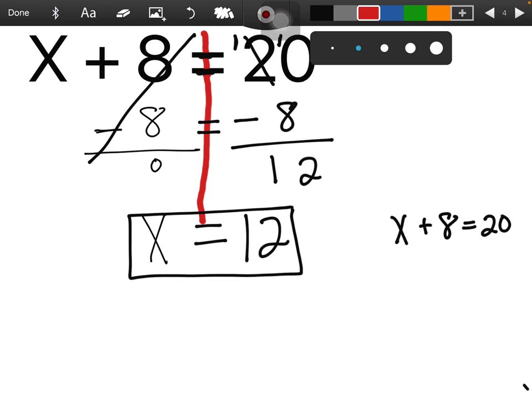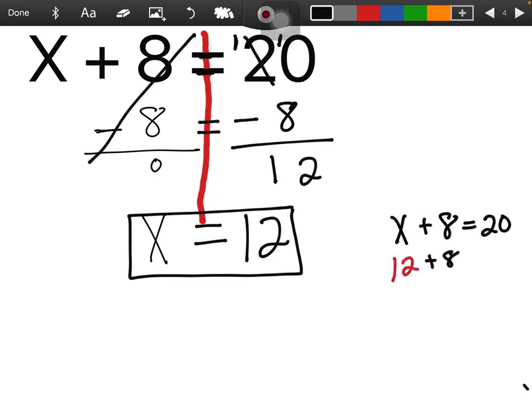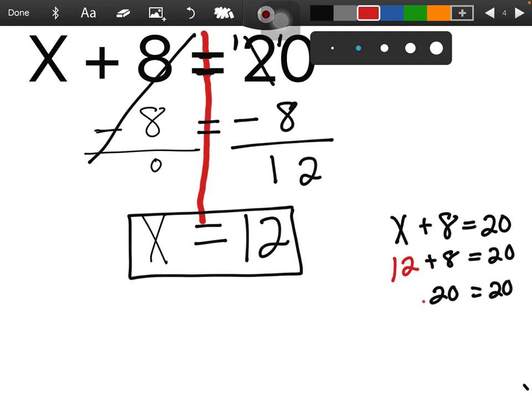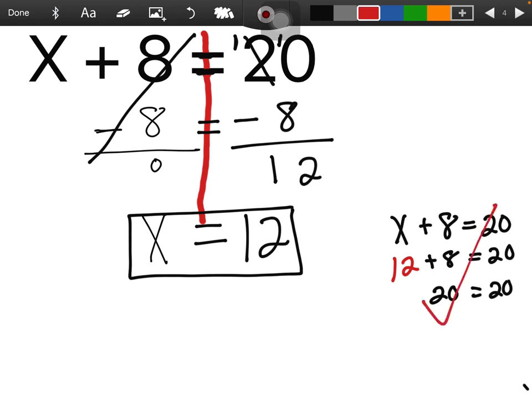Okay, so I'm going to go in here and I'm going to say 12 plus 8 equals 20. Well, 12 plus 8 is 20. Does 20 equal 20? Why, yes, it sure does. So I am good. Okay, so that's addition.